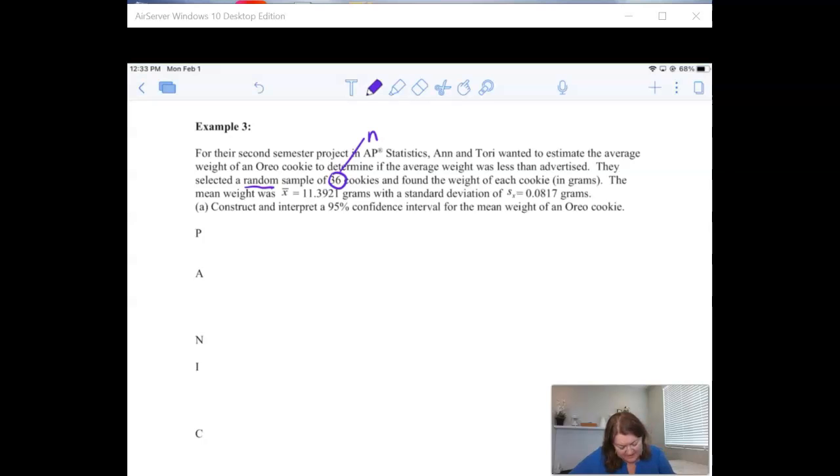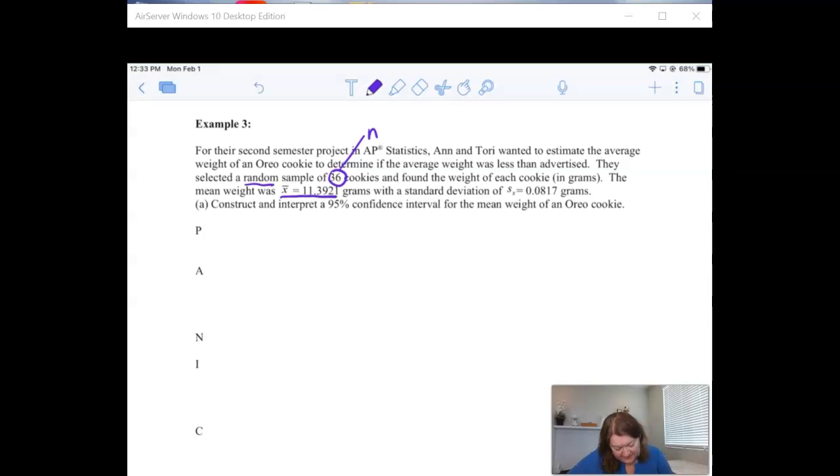I can see that the mean weight, they actually labeled it for me. That was very nice of them. And their standard deviation of their sample, they also labeled that, was 0.0817 grams. So they want me to construct and interpret a 95% confidence interval for the mean weight of an Oreo cookie. Okay, so the first thing is we want to identify our parameter. What is it that we are looking for? Is this a proportion problem or is it a mean problem?